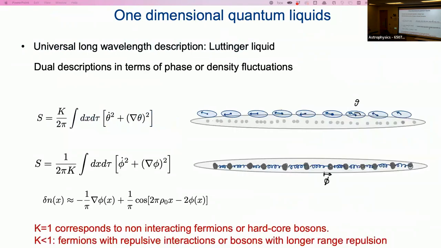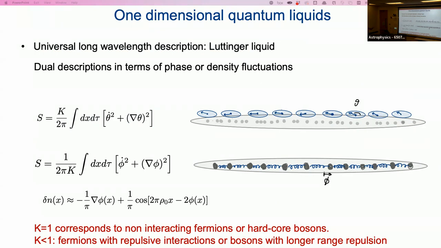So just as a reminder of one-dimensional quantum liquids, there is a universal description of the long wavelength, long-distance behavior of one-dimensional quantum liquids, whether they're bosons or fermions. They are all described by so-called Luttinger liquid. Think of bosons now. Simple. One way to describe this one-dimensional quantum liquid is to think about the phase of a superfluid.